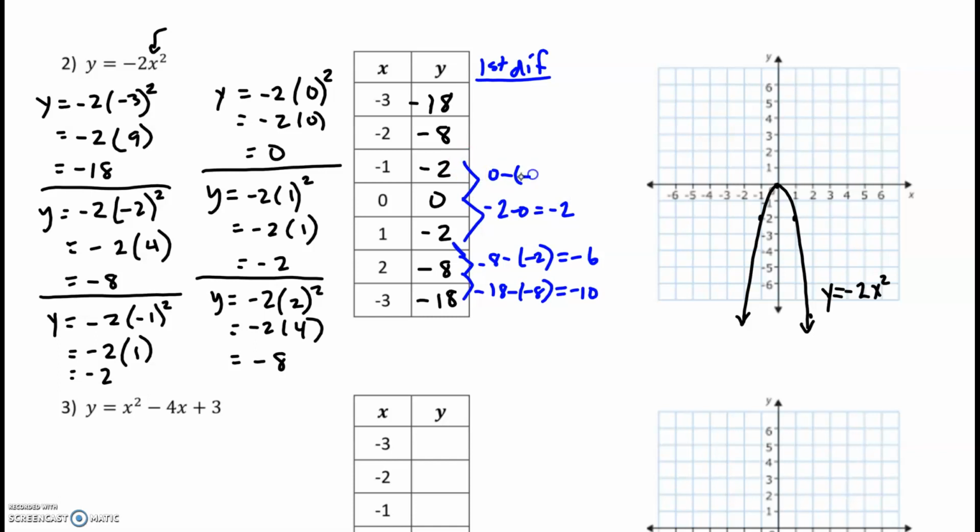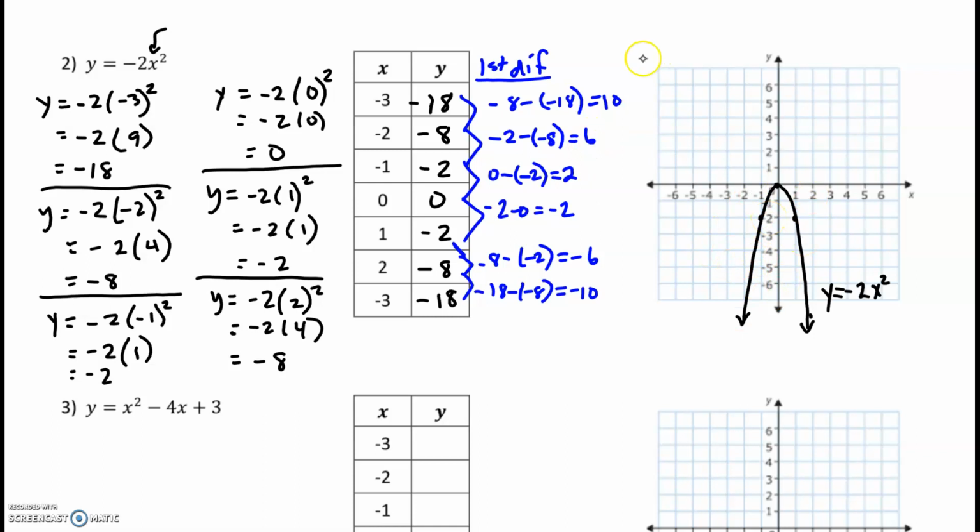0, subtract a negative 2, which will be positive 2. Negative 2, subtract negative 8, which is positive 6. And then negative 8, subtract a negative 18, which is positive 10. Okay, so as we know, the first differences are not constant, and that makes sense because our relationship is not a line.